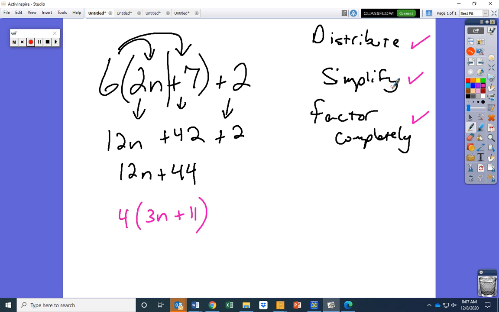Okay, did that make a little more sense on that one? Good. Let's try another one.